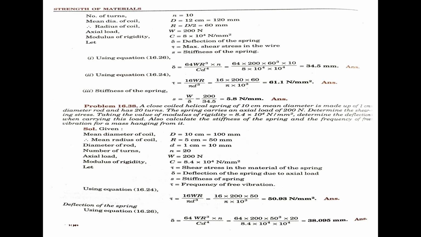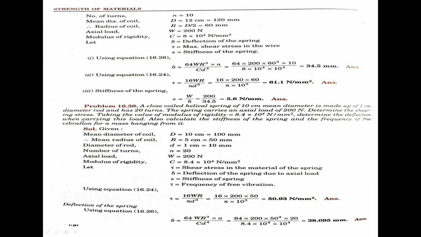Okay, now again read the problem. Closed coil helical spring of 10 centimeters mean diameter. Mean diameter capital D is given. It is made up of 1 centimeter diameter of rod, that is small d, and has 20 turns, so small n, number of turns. Next, the spring carries an axial load, also given, W 200 newtons.